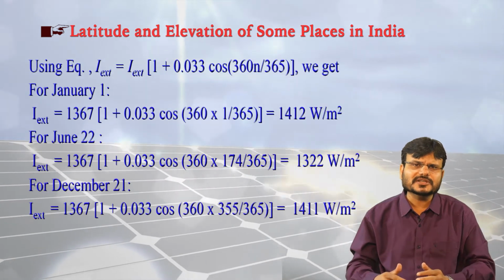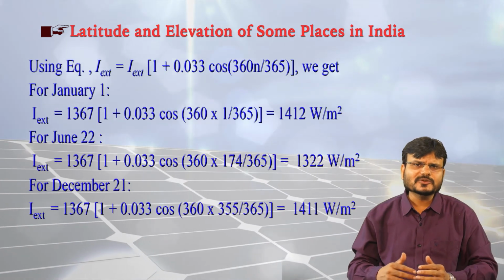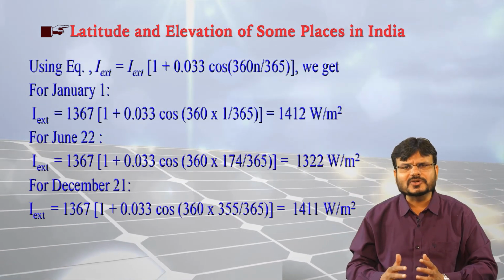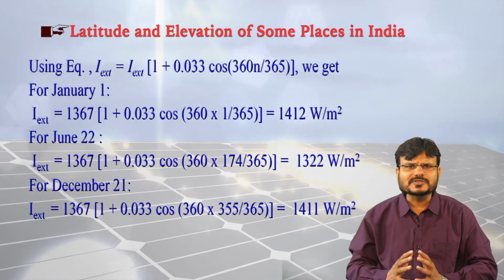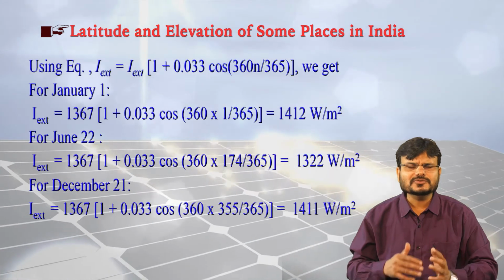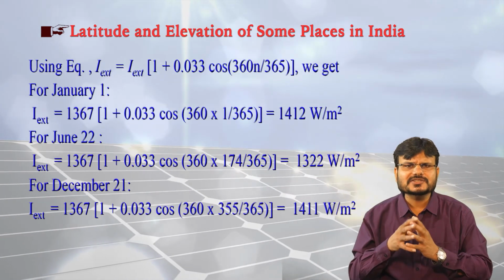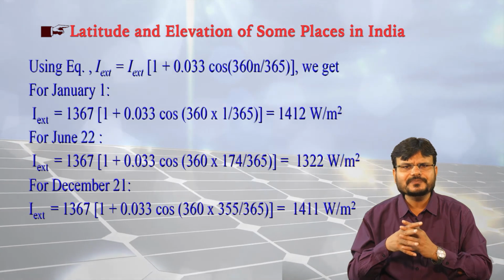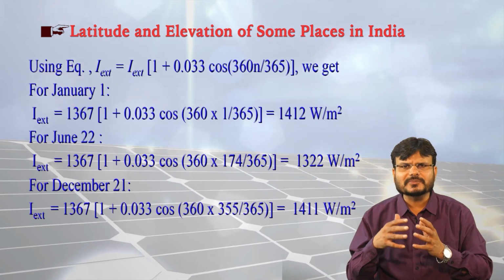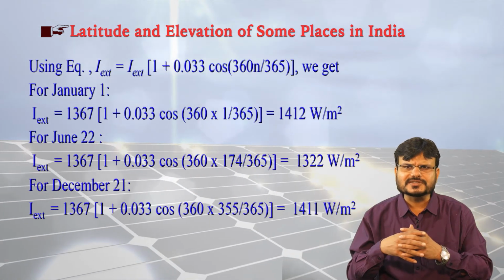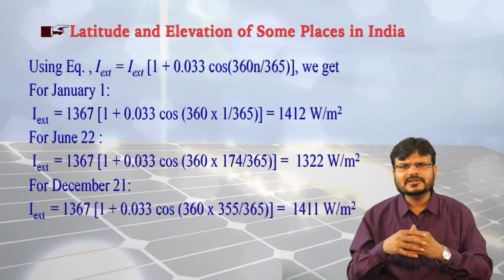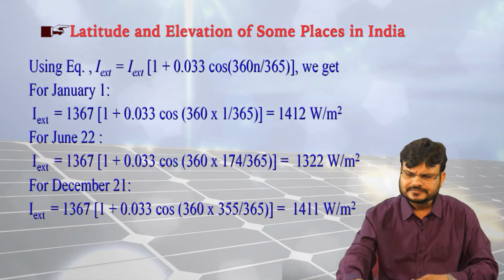Similarly you can also calculate the value of the solar radiation for December 21. Now for December 21, what is the value of this small n? The value of small n for December 21 is equal to 355. So you just have to put the value. So I_EXT is equal to 1367 multiplied by 1 plus 0.033 cos 360 multiplied by 355 upon 365. So you get the value, which is equal to 1411 watt per meter square.